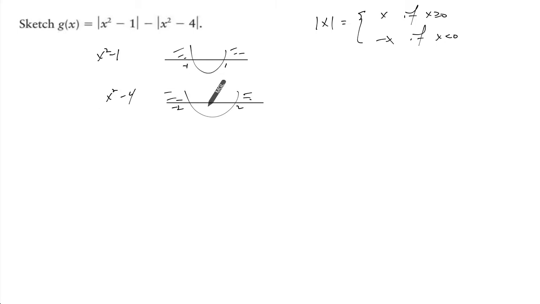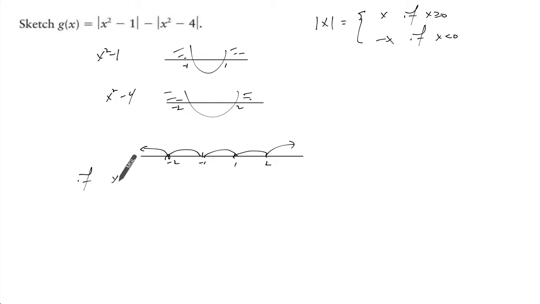Okay, so let's consider the 4 intervals. So -2, -1, 1, 2. So we have to consider before -2, in between, in between, in between. So there are actually 5 intervals.